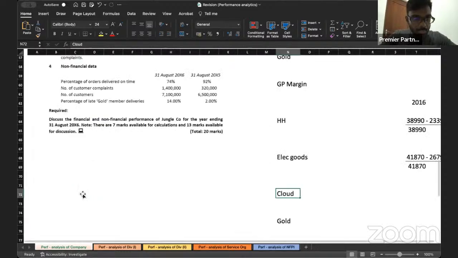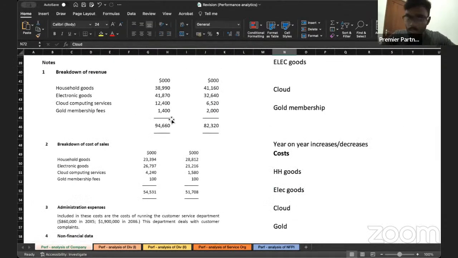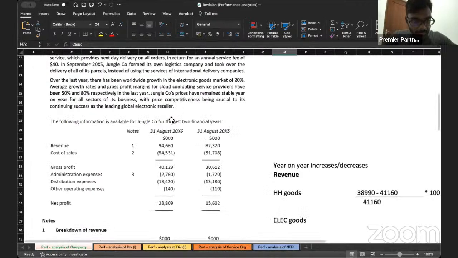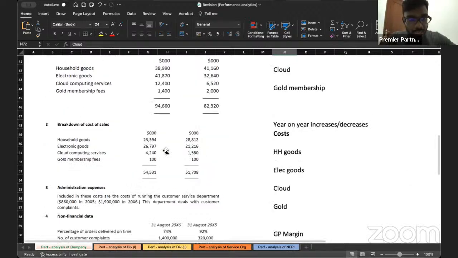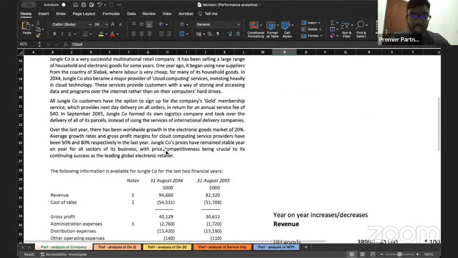What about this gold membership thing? People, this is your next day delivery thing. Next day delivery, I think, has epically failed. Why is that? Because they tell you that the percentage of orders delivered on time has come down from 92 last year to 74 this year. So you're not delivering on time, meaning your logistics company, well, let me put it that way, it sucks.